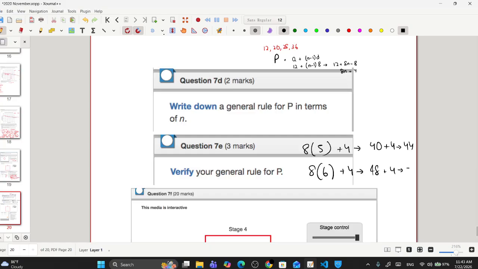Verification is done for the parts that you had found in your table. Testing is done for the parts that you were already given. So for example, if the question had asked to test those values, you could have written 8 multiplied by 4 plus 4. So that becomes 32 plus 4, which becomes 36.